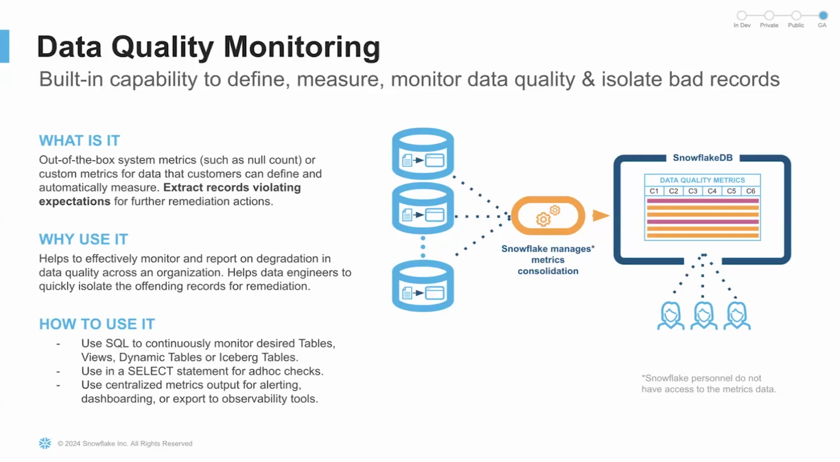You can also quickly extract the records that violate your expectations to take remedial actions such as quarantining those records. All metrics are recorded in a centralized location, giving you the ability to build observability applications for anomaly detection and reporting, as well as for enriching your data catalogs.